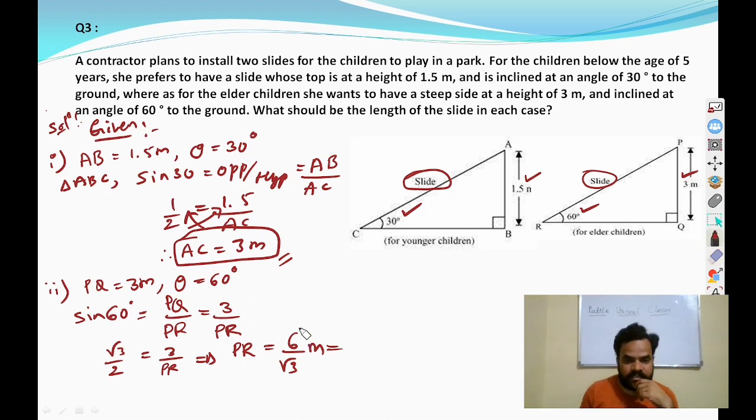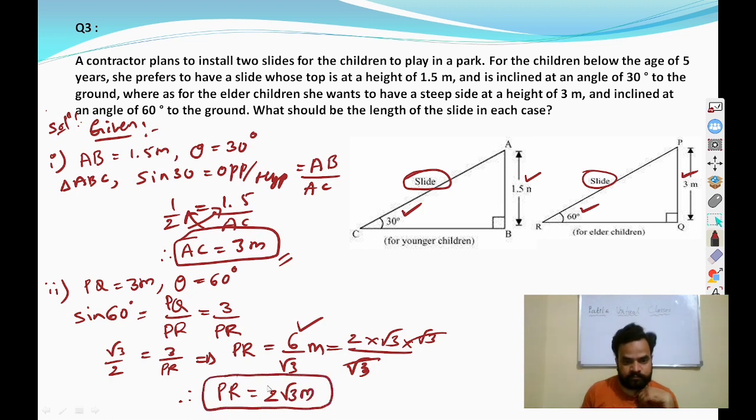How can that be done? See, we need to express the 6 in terms of multiples of 3. Right? So this can be done. We can do this by 2 threes are 6. So this 3 can be written as root 3 into root 3 divided by this root 3 as it is. Now root 3 cancels. What is remaining? Therefore PR is equals to 2 root 3 meter. This is the second case solution.